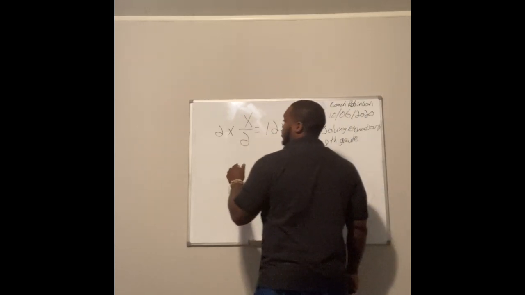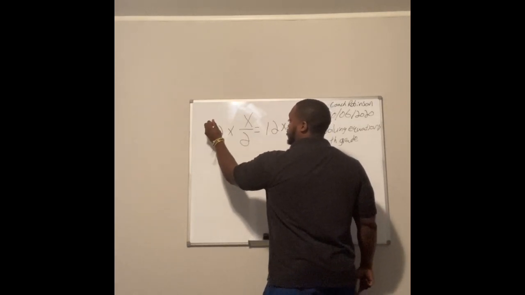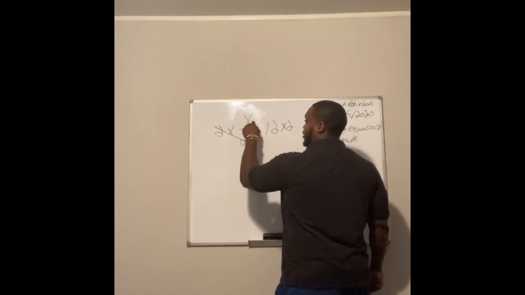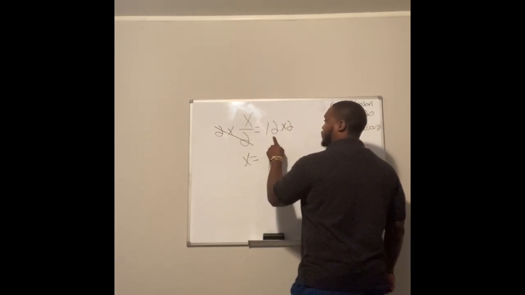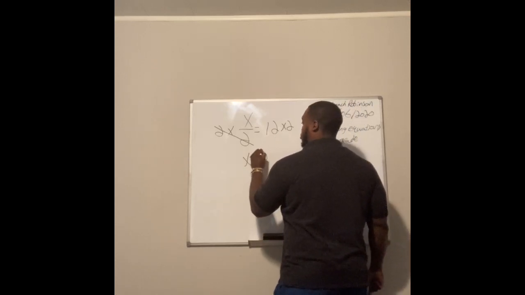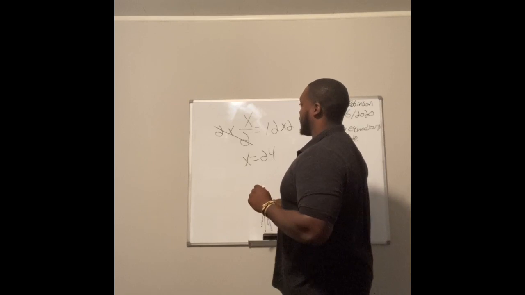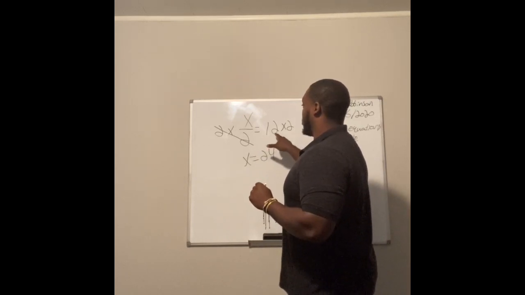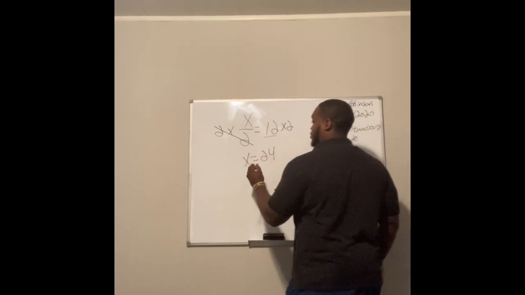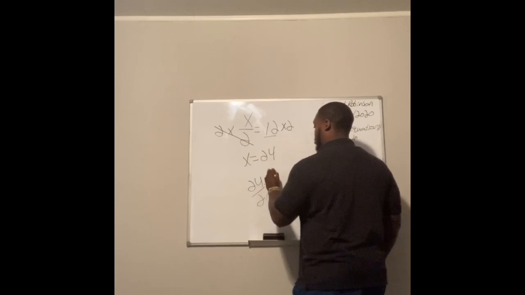When you times 2 by x over 2, these 2's will cancel out, leaving x only. So x will equal the result of 12 times 2, which is 24. And you should always be able to plug your variable into the original problem and get the original equation. So 24 divided by 2 equals 12.